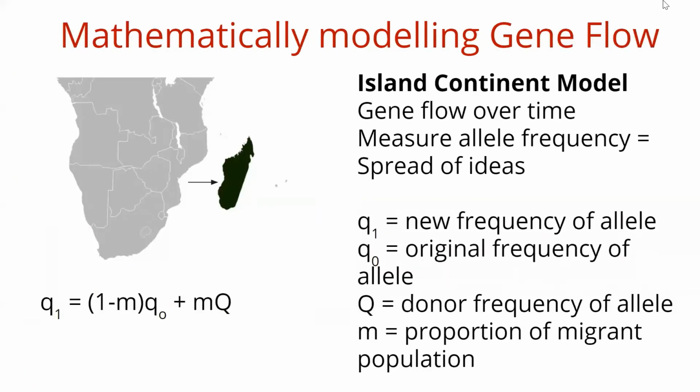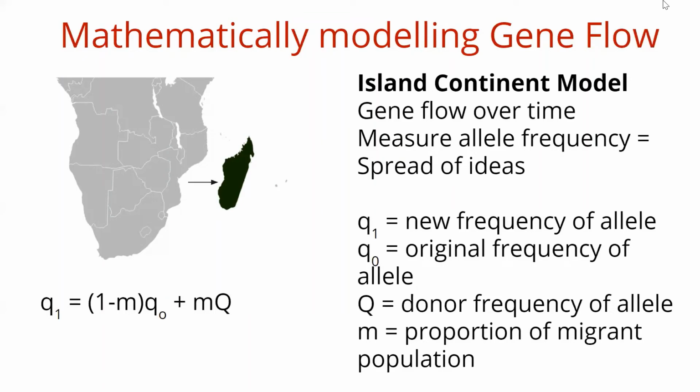And then finally, we also wanted to model the rate of population movement, so if new refugees were to join the camp. We represented this through the island continent model, which is a model normally used for representing gene flow over time. This model represents allele frequency, and in this case, it represents the frequency of an idea within the population when a new population joins.